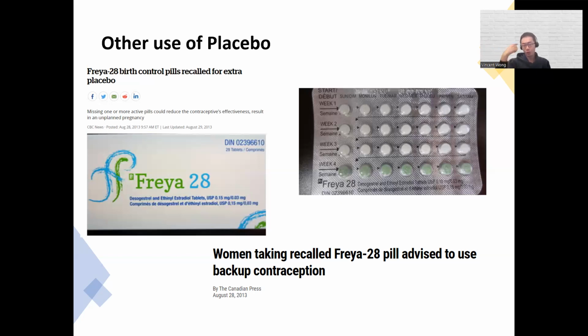birth planning, right? Like you think you are not ovulating, you think you're on the pill, and then you might end up getting pregnant, right? So you know, there was this big recall of the pill, and women who were taking it were advised to use backup contraception, and that was just one example of placebo that were being used outside of doing an experiment.